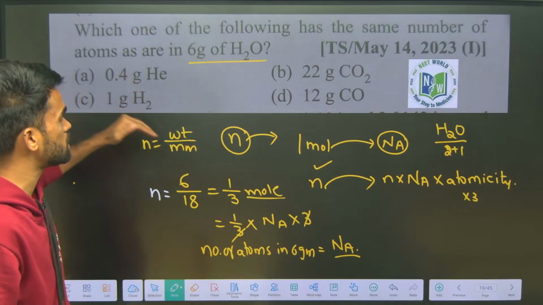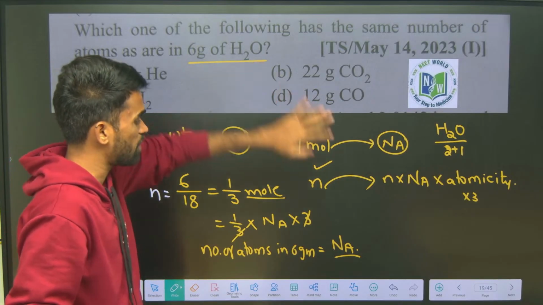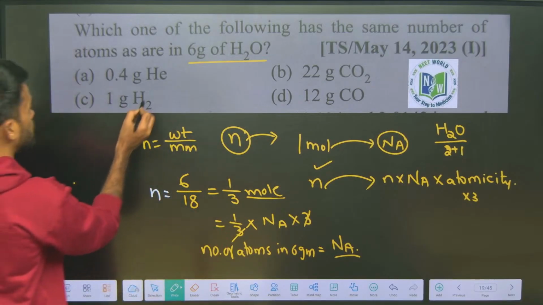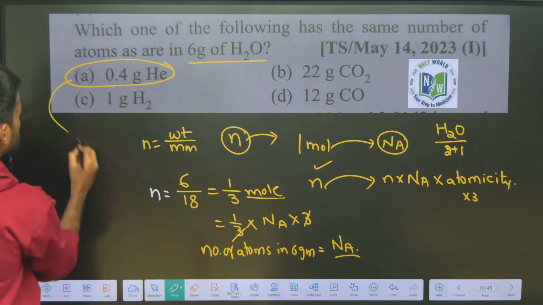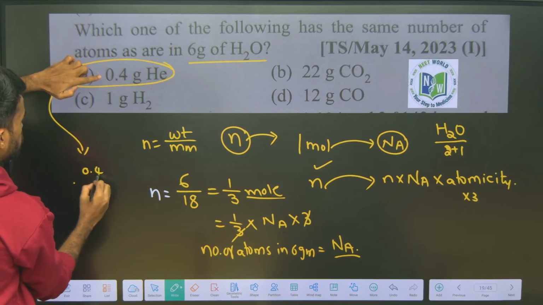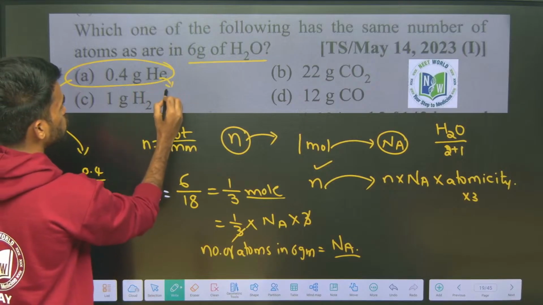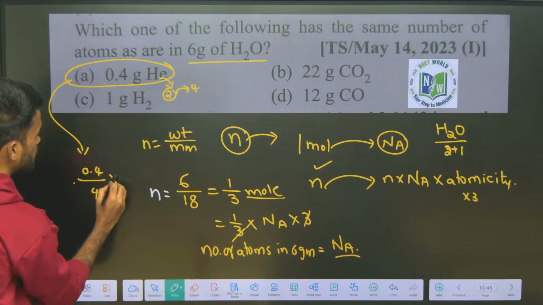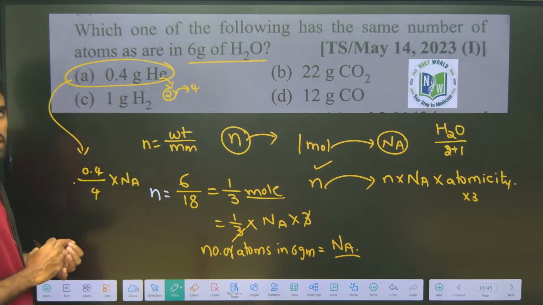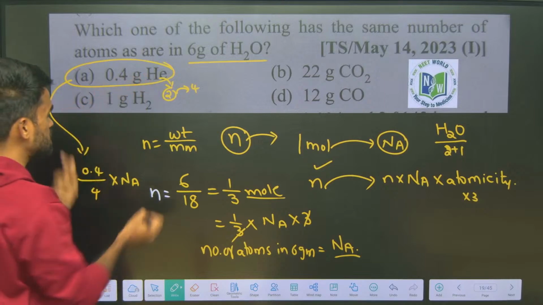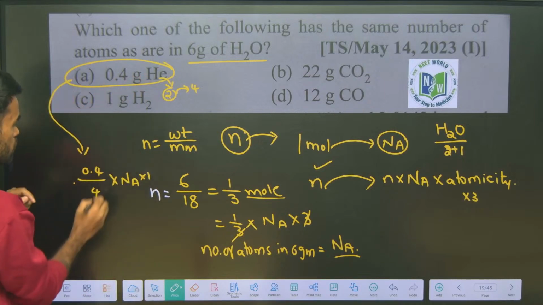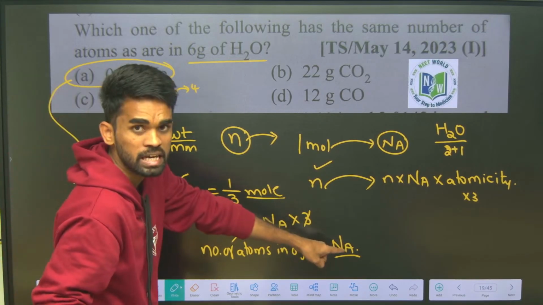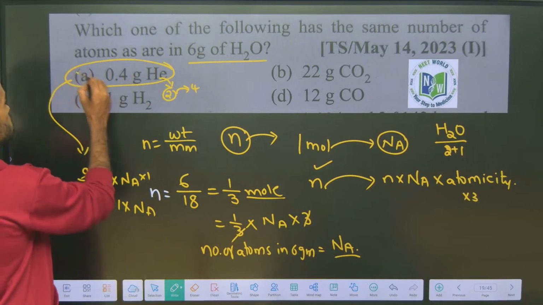Now look at the options. We need to verify which options have the same number of atoms. Very simple. If I consider the first option, 0.4 grams: 0.4 divided by the mass number of helium, which is 4 (atomic number is 2), gives 0.1 into Avogadro number. It gives the number of helium atoms because its atomicity is only 1. So it will be 0.1 N_A, but we require 1 N_A, so this is not the correct one.